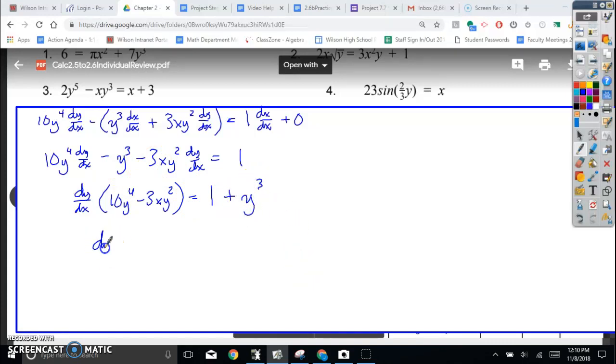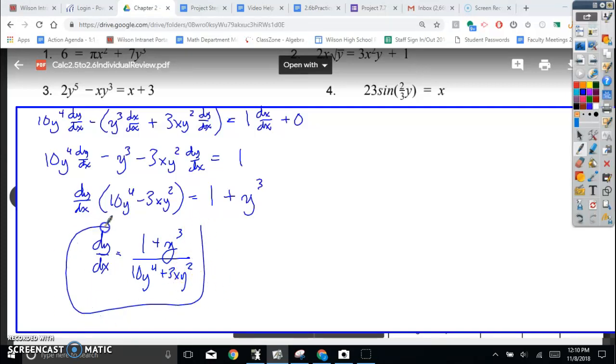All right, so dy/dx is looking like 1 plus y to the third, and then this is going to be 10y to the fourth minus 3xy squared. Yes, again, it's tempting to want to cancel out a y, but you can't because this one does not have a y. So if you really wanted to reduce it, you'd have to break it apart and go from there. Let's go ahead and look at our trig function here in 4.